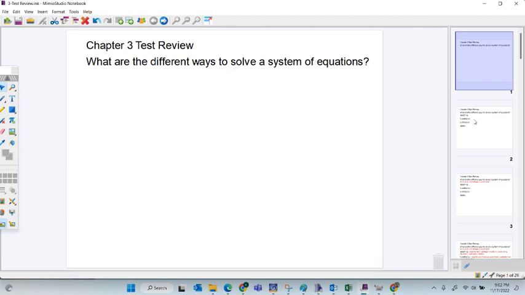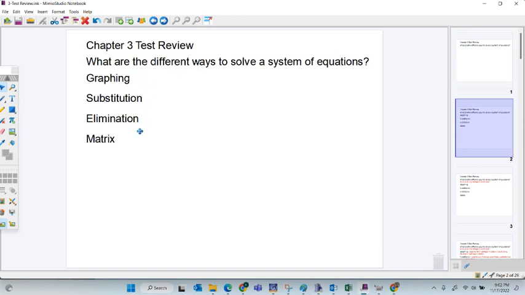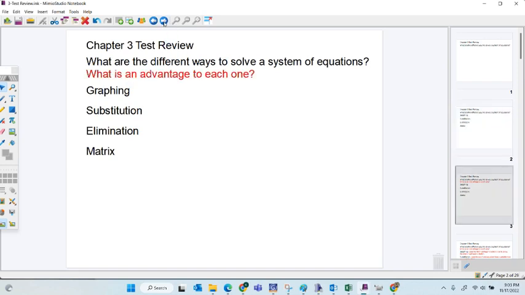All right, so here we go. Different ways to solve systems of equations. Now, first of all, there are 4 different ways. I do have them printed out, but I just want to say it so that you've heard it as well as seen it. We looked at graphing, substitution, elimination, and matrix. We also looked at tables. They weren't particularly useful, so I'm choosing to skip over those. But I do want you to be able to say the usefulness of these different methods, so an advantage to each one will be on your test for sure.